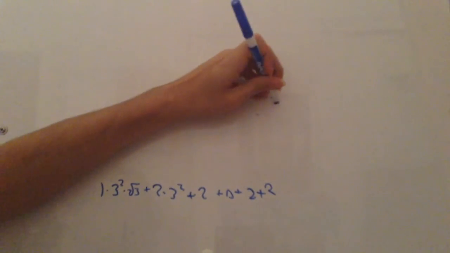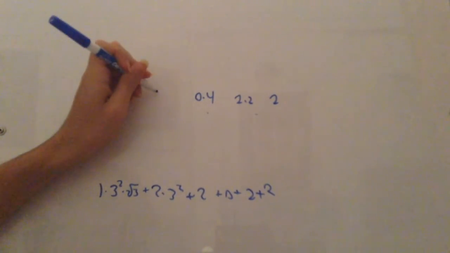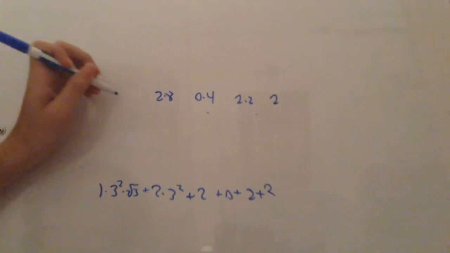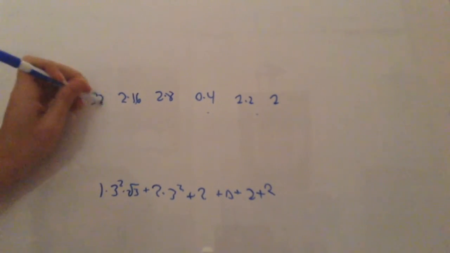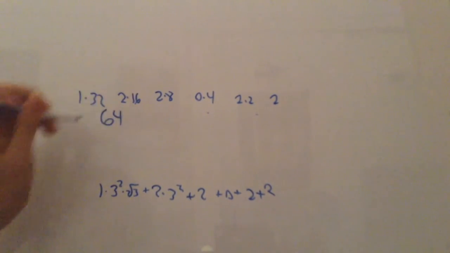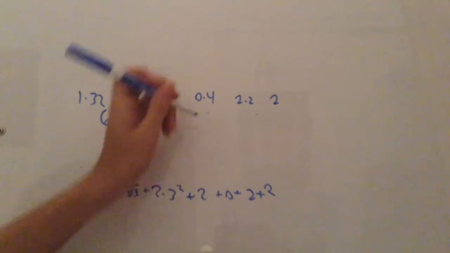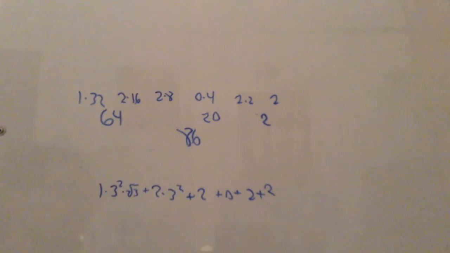So we have 2. 2 times 2 is 4. 0 times 4 is 0. 2 times 8 is 16. 2 times 16 is 32, and 1 times 32 is 32. So these add up to 64, or 16 and 4 add up to 20, and this adds up to 2, so 86.